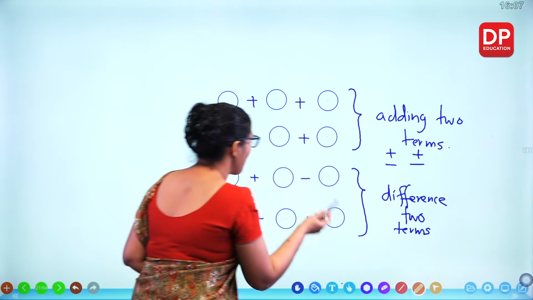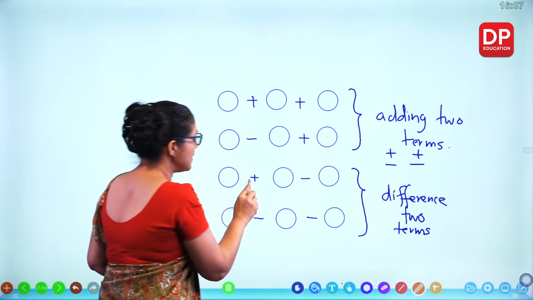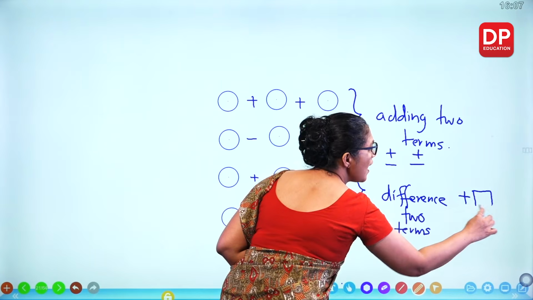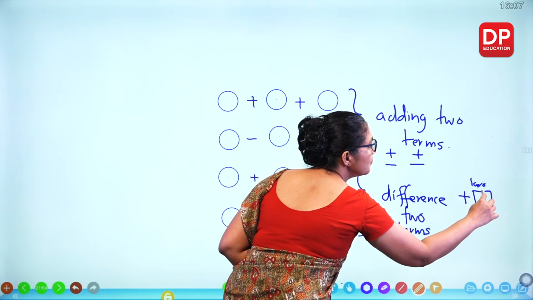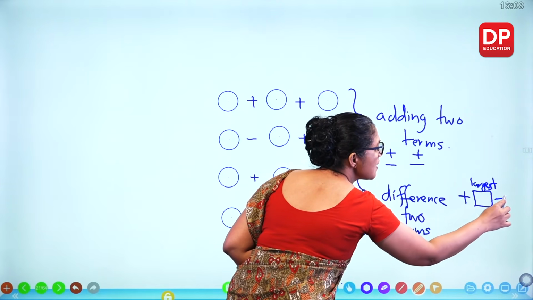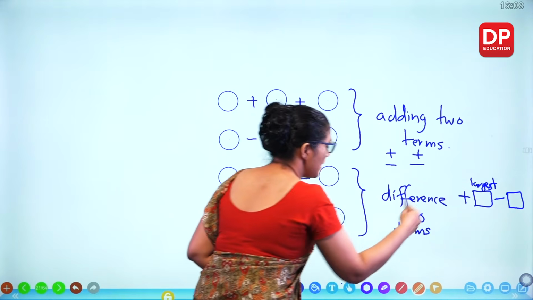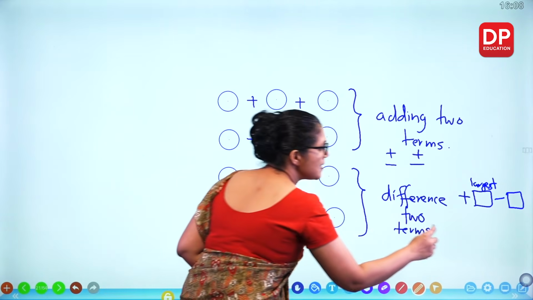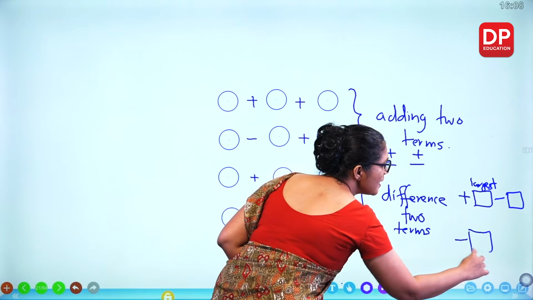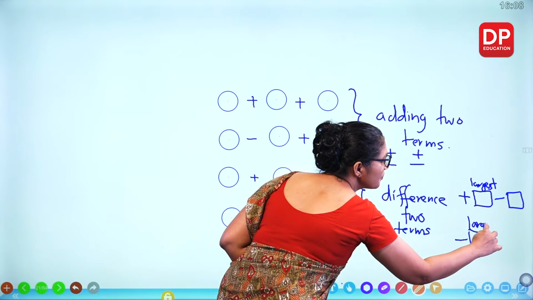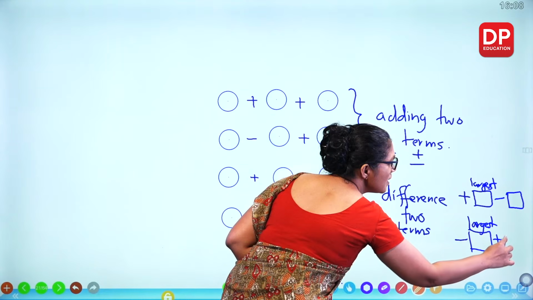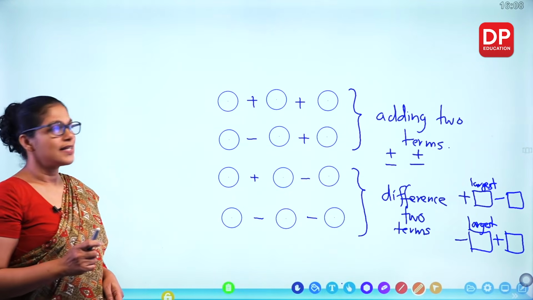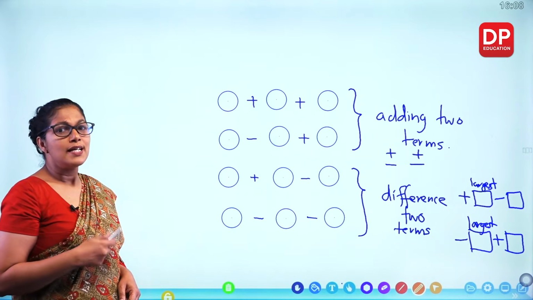So here in this third case, plus the largest value and negative the smallest. In the other one, what happens when you want negative? That means negative should be the largest value and the other number should be positive. So remember that and try to do the examples.